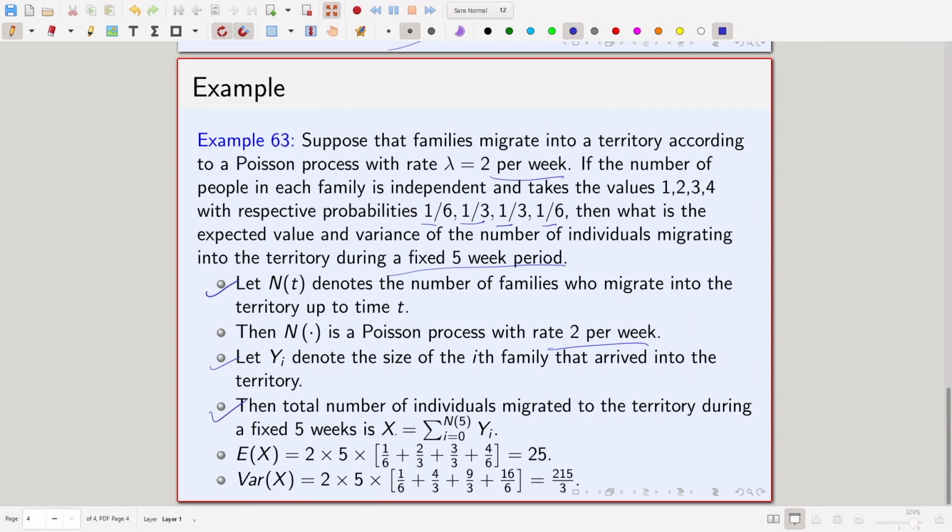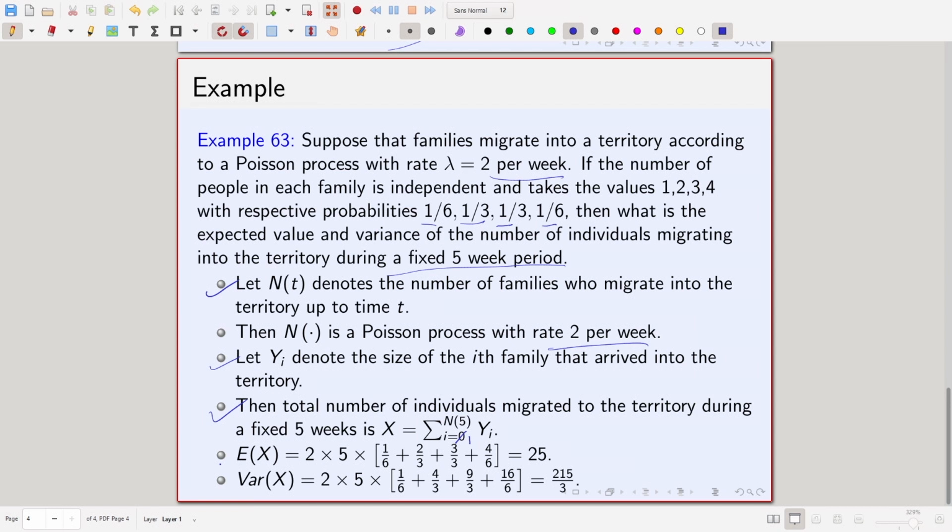Then the total number of individuals migrated into the territory during a fixed 5 weeks period is X equal to the sum of Y_i, with i running from 1 to N_5, because N_5 will be the total number of families who will migrate in a given period of 5 weeks, and Y_i is the size of the ith family. So, this will be the total number of individuals who migrate into the territory during a fixed period of 5 weeks. Now you have to find expectation and variance.